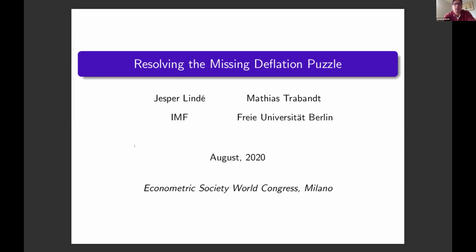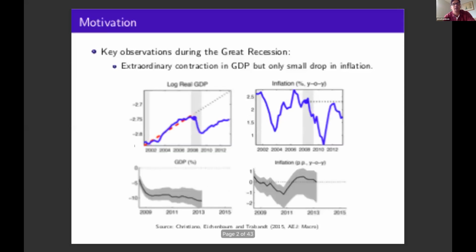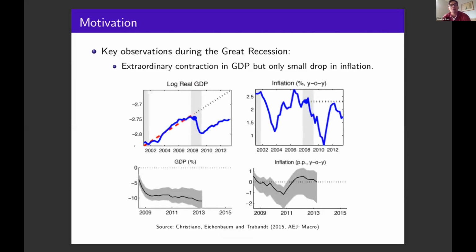So this paper is joint work with Matthias Trabant at the Freie Universität Berlin. It's a pleasure to be here and present this work. It's something we worked on stemming from the global financial crisis, but the issues we touch upon in this paper might also now be relevant during this COVID crisis.